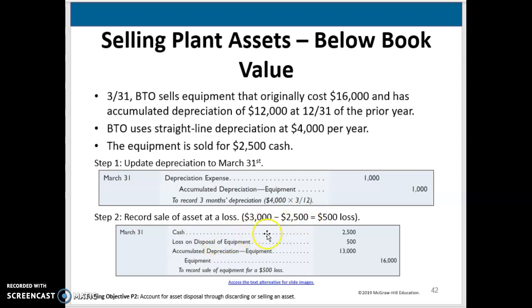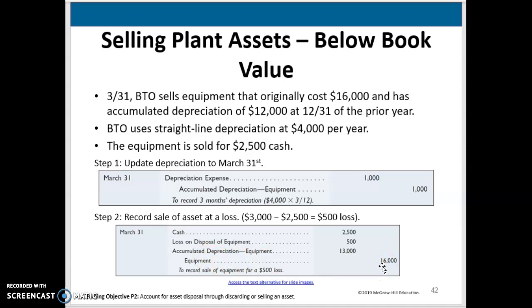So we're debiting cash for the $2,500 that we're actually selling it for. We're removing that accumulated depreciation for $13,000. We have a loss of $500, the difference between the book value and the cash we're receiving. It's less than, so it's a loss. So we're going to debit loss on disposal of equipment, and then we're going to finally credit equipment for $16,000.